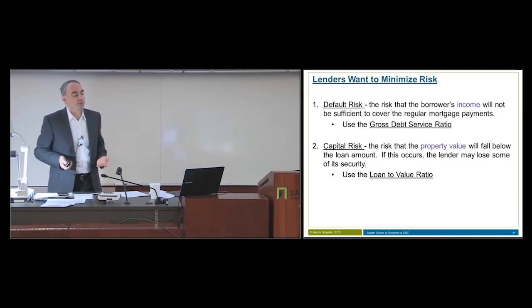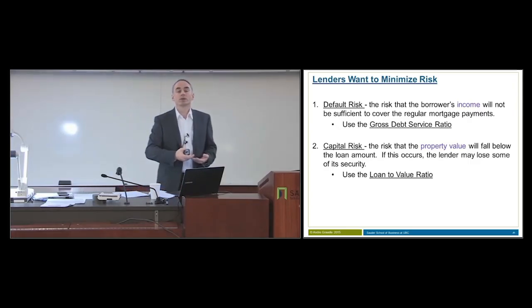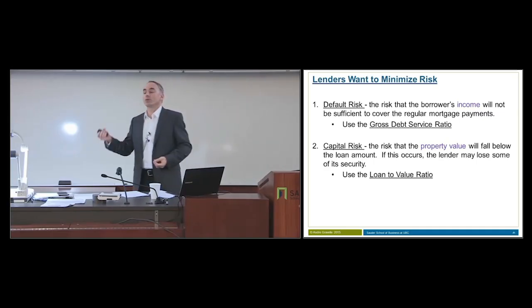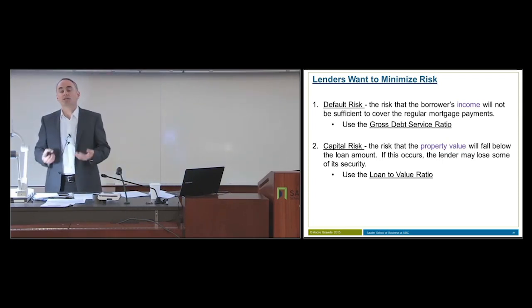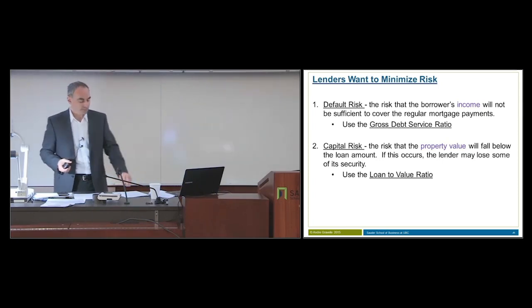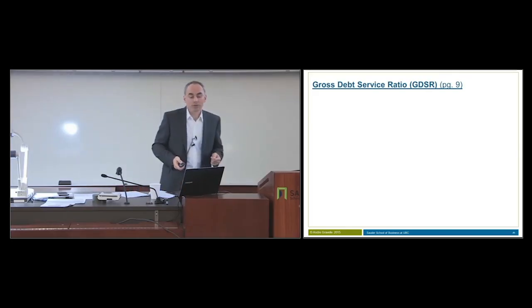So they manage that risk by using something called the loan-to-value ratio. And they don't want lenders to exceed a certain percent. So loan up to a certain percentage of the value of the property, but they won't exceed that. So we'll look at both of those tests or constraints and see exactly how they work. Let's look at the gross debt service ratio first.